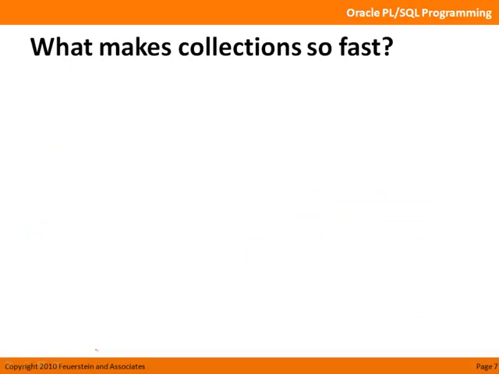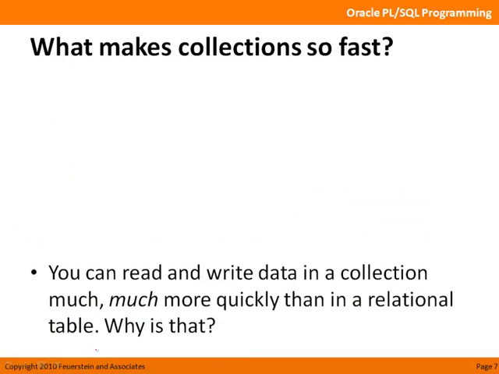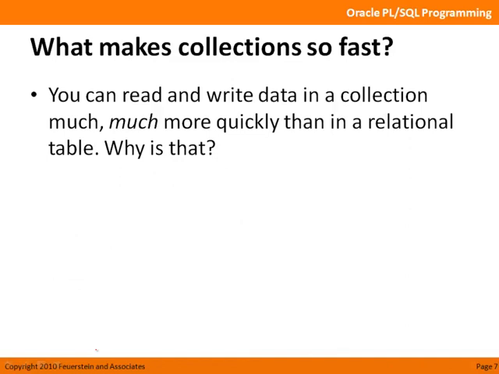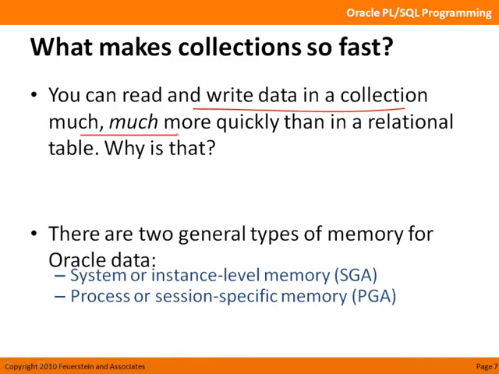So what makes collections so fast, you might say? Oracle has spent a lot of time and energy over the years optimizing the performance of SQL with relational tables, and absolutely, SQL operations in Oracle, whether they're from PL/SQL or elsewise, are very, very fast, and of course the cost-based optimizer automates the optimization of those queries and those DML statements. So it's a very, very powerful database. But it turns out that you can read and write data in a collection much, much more quickly than in a relational table. And the reason is very simple.